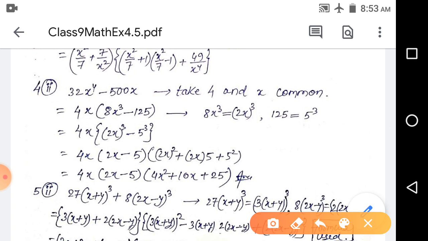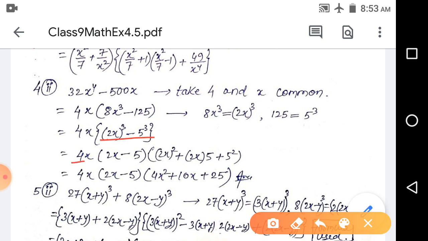So now we have a bracketed term, 8x cube minus 125, which is actually the difference of two cubes. For this 8x cube we can write 2x whole cube, and for this 125 we can write 5 cube. Now see, in the next line it is written, and here for this bracketed term only we will use the formula.